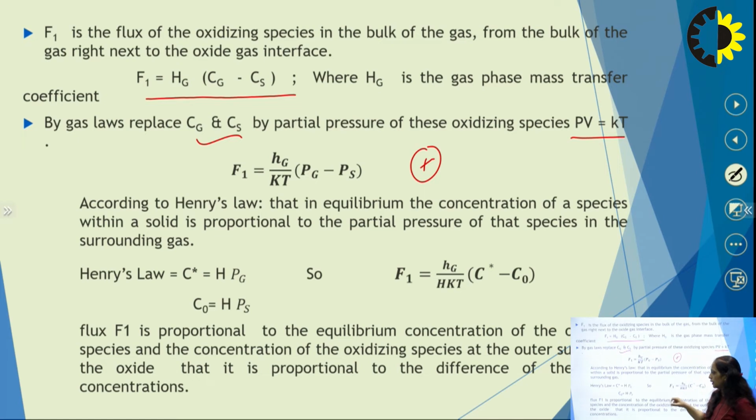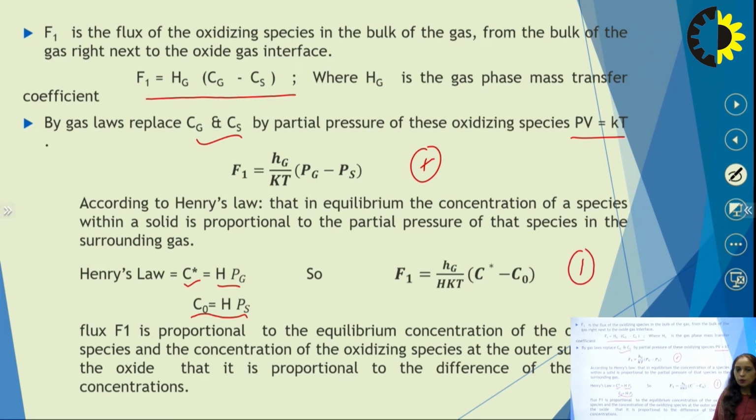So we can write the equilibrium concentration C star as H times Pg. Similarly, C naught will be equal to H times Ps. Substituting these values in this equation, we can write F1 is equal to Hg divided by H kT, times C star minus C naught. Let us write this as equation 1.